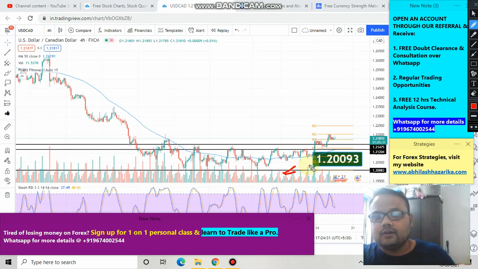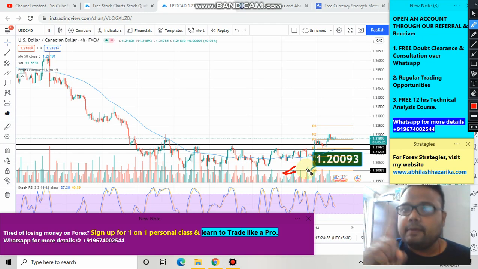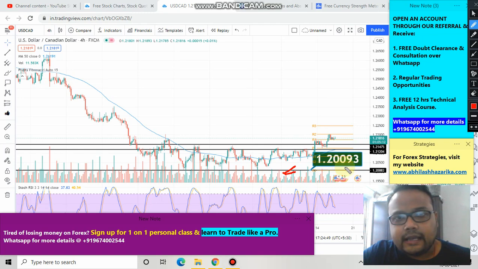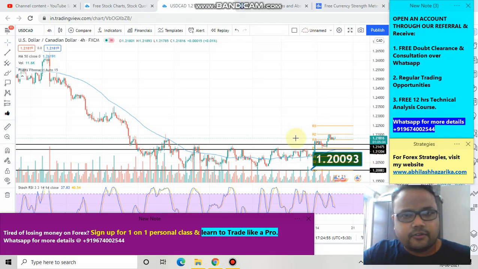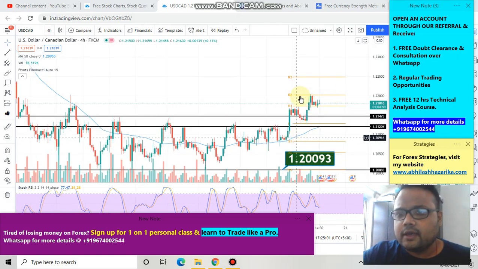As a result, you'll get a good opportunity to go for a buy order. But keep in mind, always look for confirmation, and without confirmation, do not trade. So in case the market comes down and bounces from this particular level, you can go for a buy order. This is the first trading opportunity on this chart. But right now we can see that the current market price is far away from this level.